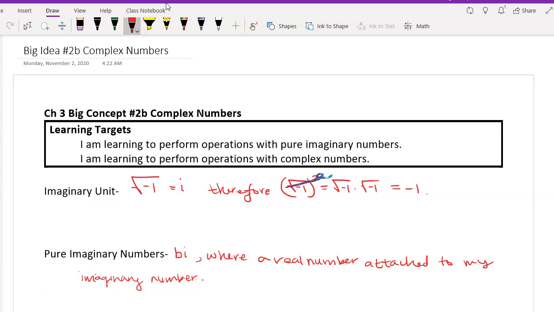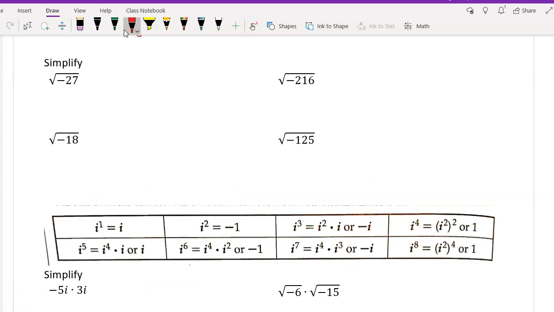So let's go ahead and take a look at what that gets us from here. We have some examples. The first one says to simplify the square root of -27. The way I like to approach problems like this is I'm going to take my 27 and find all my factors, starting at the beginning and going to the end. So 1, 27, 3, 9. Well, that was a very short list.